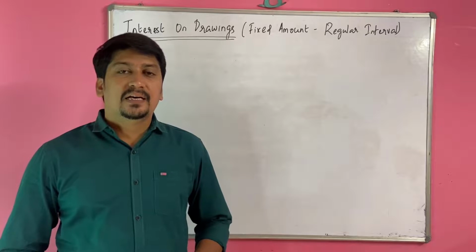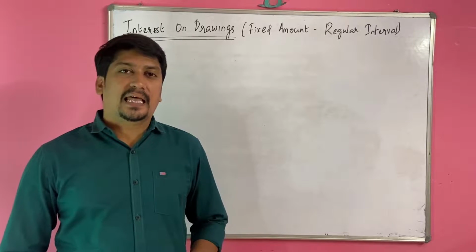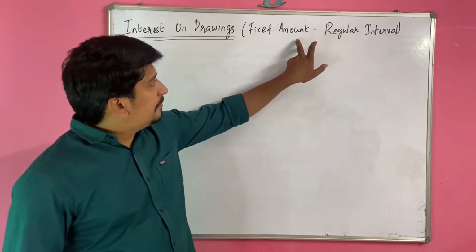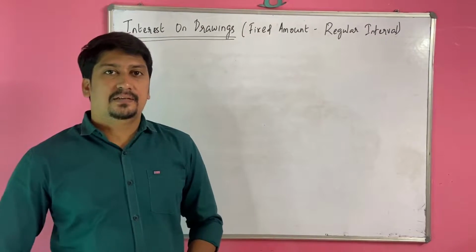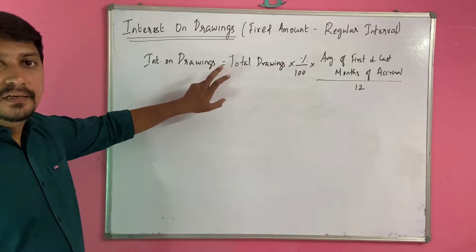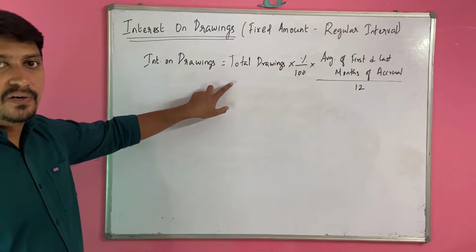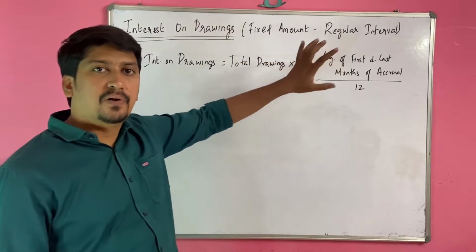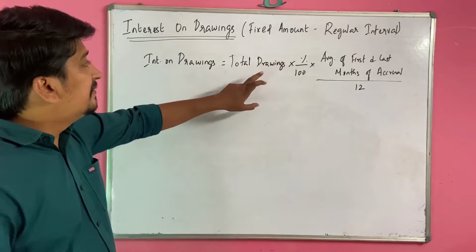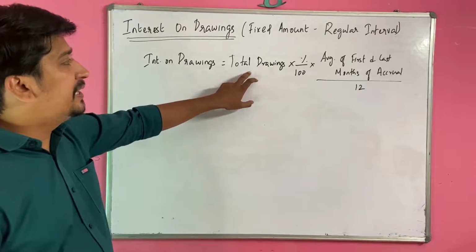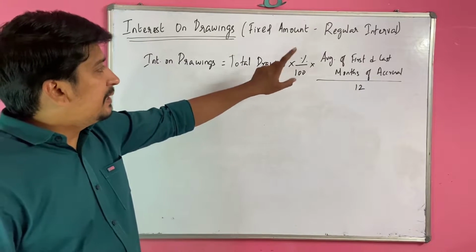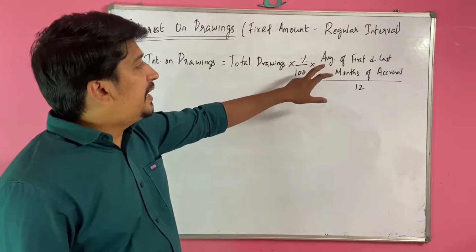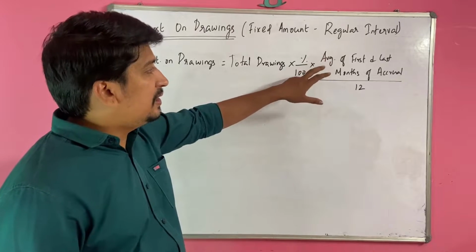Welcome to a new video. Today we are going to discuss the calculation of interest on drawings when a partner draws a fixed amount at a regular interval. This is the formula to calculate interest on drawings when a partner draws a fixed amount at a regular interval, for all the cases. First, take the total drawings, multiply by whatever percentage is given, and divide it by 100. Then we need to take the months of accrual of the drawings.